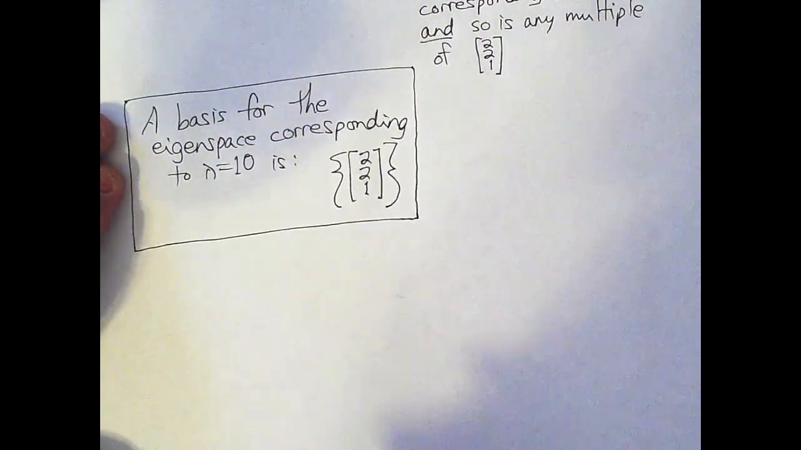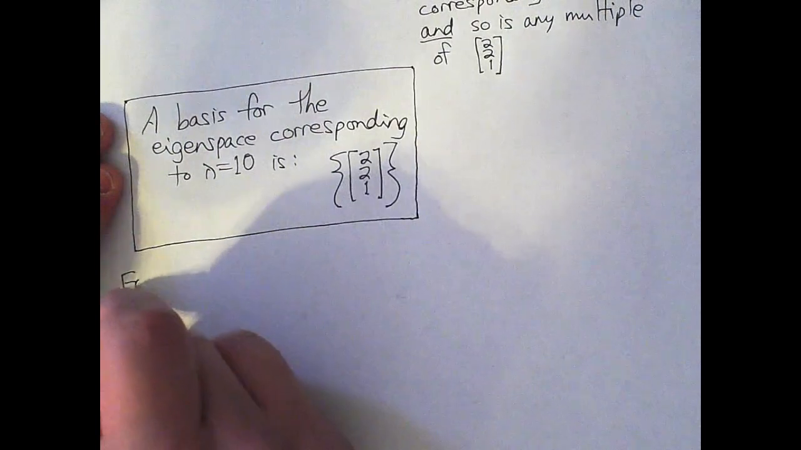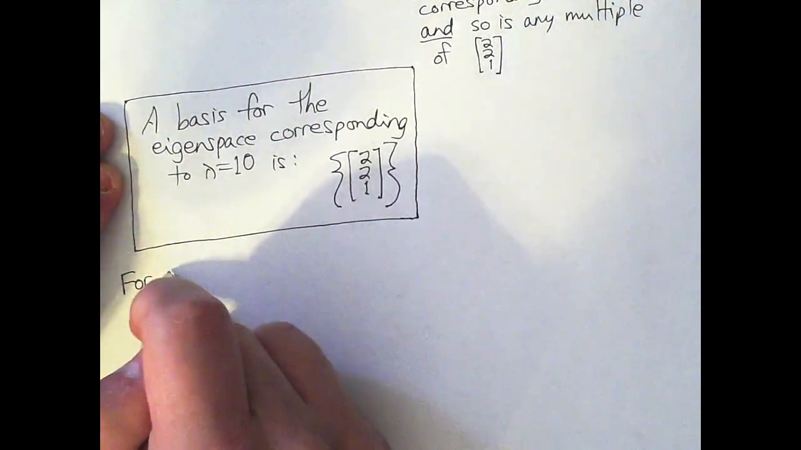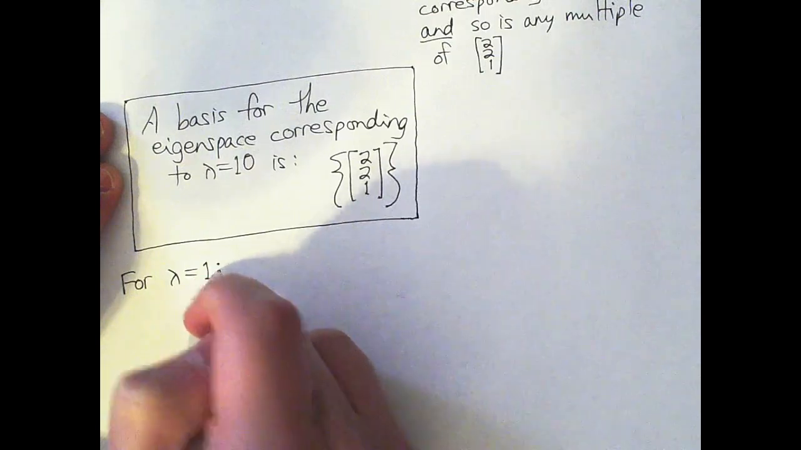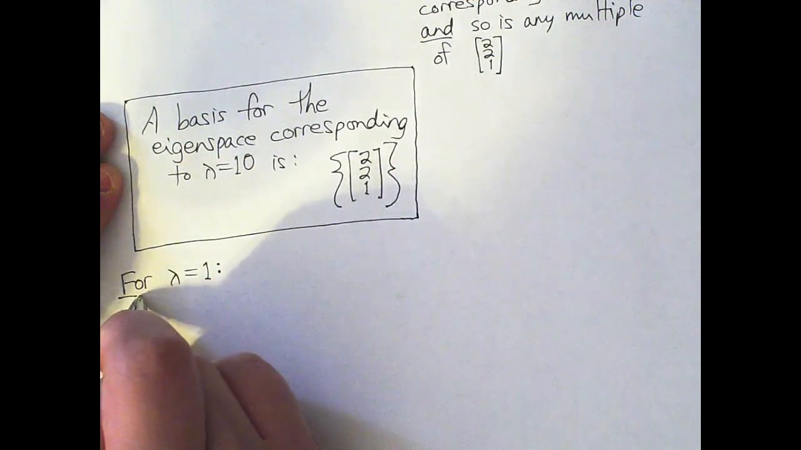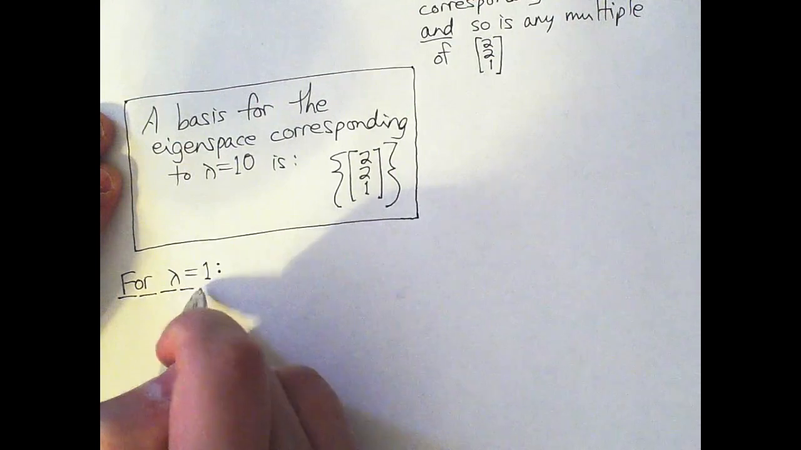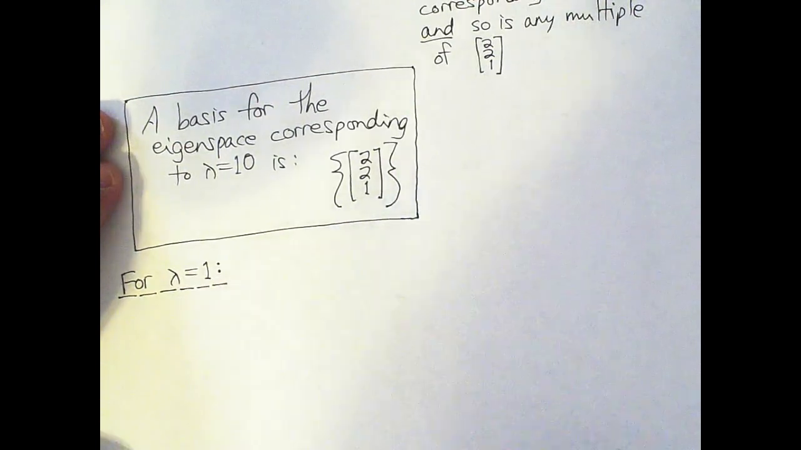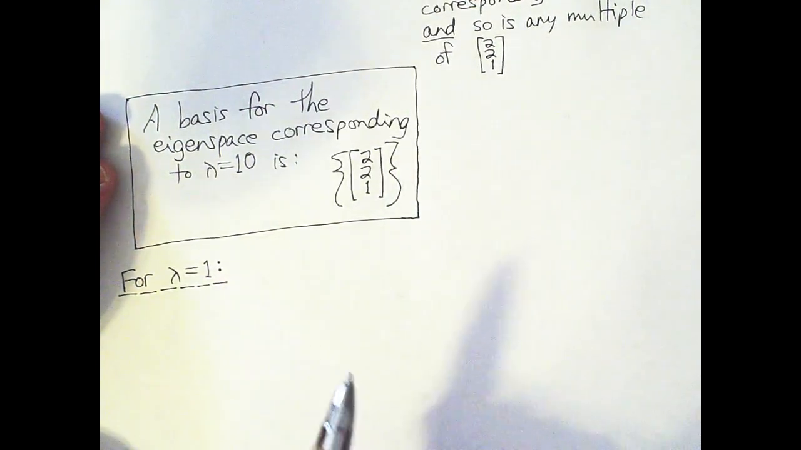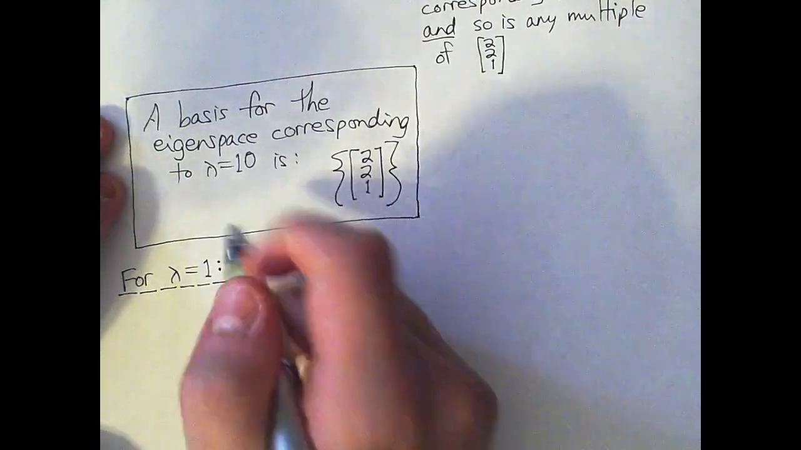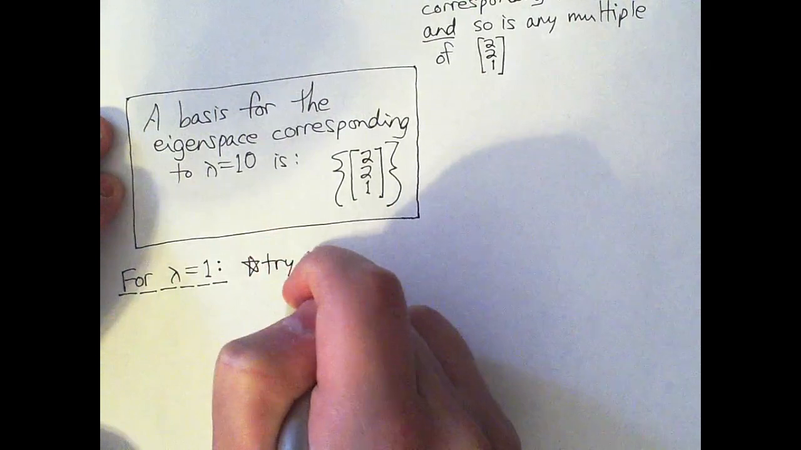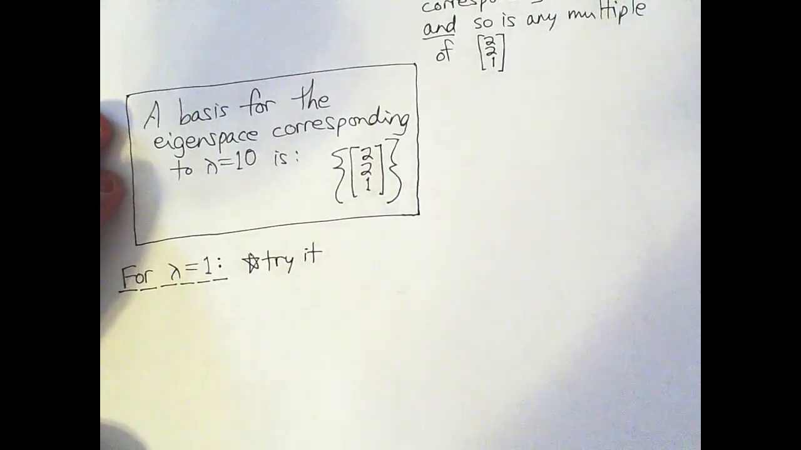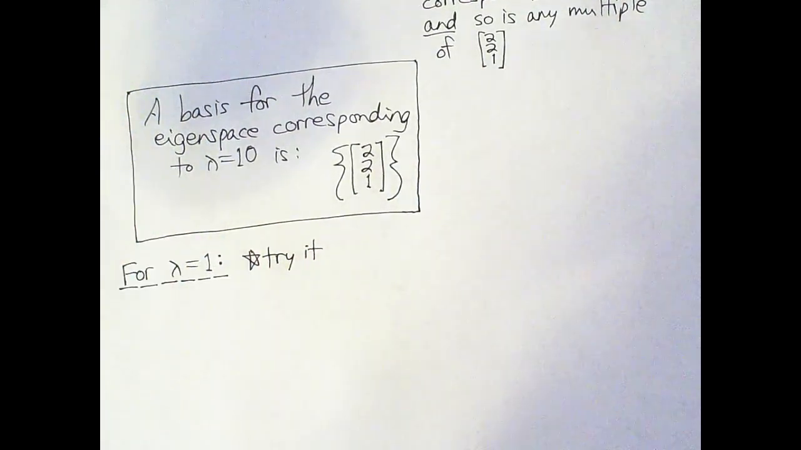We still have a little more to do, right? We need to do this for the other eigenvalue. For lambda equals 1, we need to find a basis for this eigenspace: solving the system, writing the solution in parametric vector form, and then writing the basis. I would like you to try this part. Pause the video and give this a try.